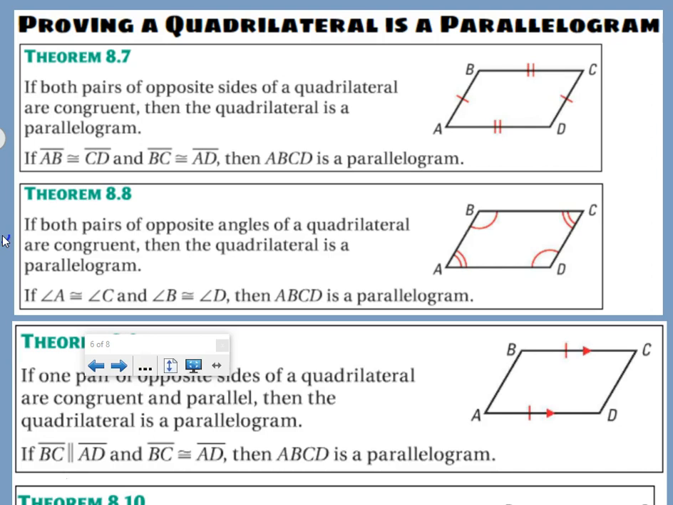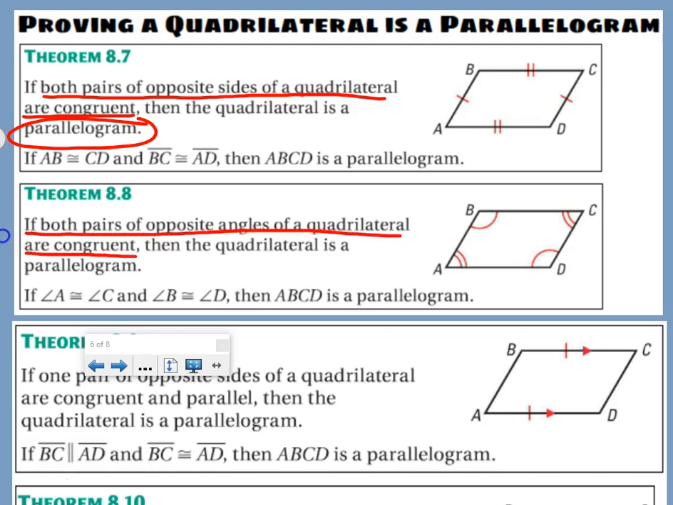So instead of saying if you have a parallelogram, then both opposite sides are congruent, we're saying if you know that both pairs of opposite sides of a quadrilateral are congruent, then we know it's a parallelogram. So it's just taking it backwards. So if we know certain information, we can state for a fact that a quadrilateral is a parallelogram. And then Theorem 8.8, if you know both pairs of opposite angles in a quadrilateral are congruent, then that quadrilateral is a parallelogram.